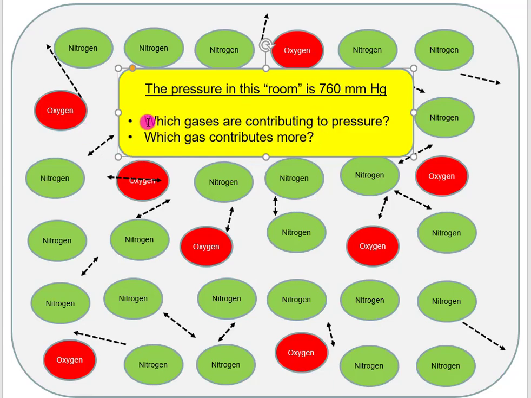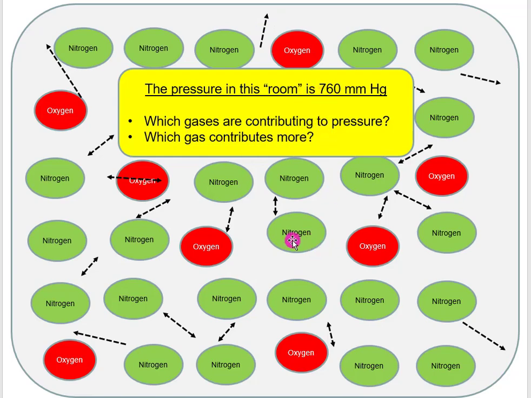The question then becomes, which gases are contributing to that total pressure? If you're looking at the slide and you've been tracking with me, you'd say, well, I guess oxygen and nitrogen, because those are the only two gases I've shown you thus far. So nitrogen contributes to some of that 760, and oxygen contributes to some of that 760. The question then becomes, which gas contributes more to 760?